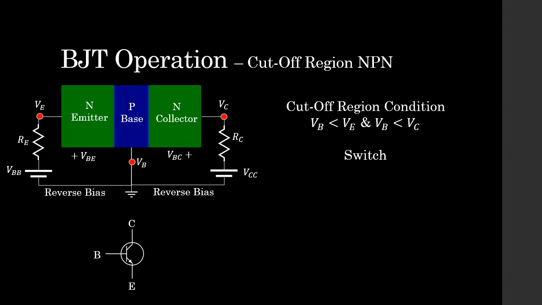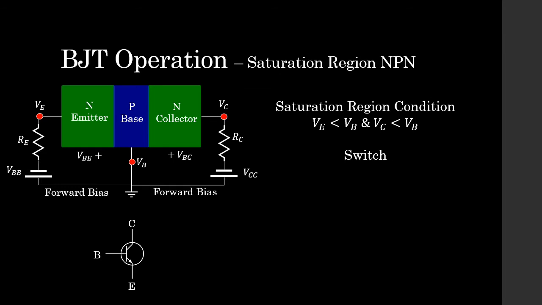Thirdly, students, we have what is known as the saturation region of operation. And the condition that needs to be satisfied to operate within this region is simply our base voltage needs to be greater than our emitter voltage, and our base voltage needs to be greater than our collector voltage. And this is also used as a switch, which we know is more for our digital circuits. So let's look at the circuit diagram over here, right?